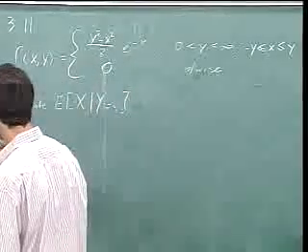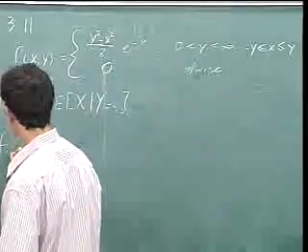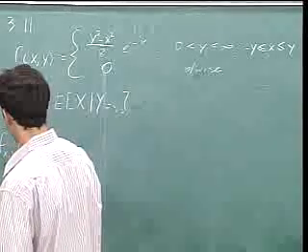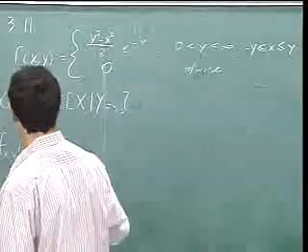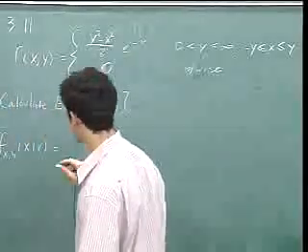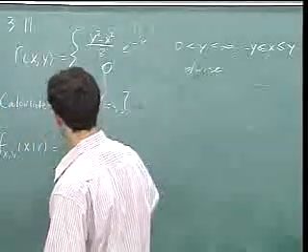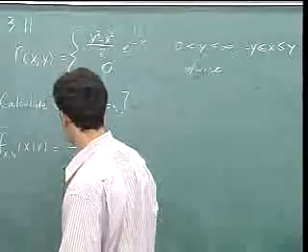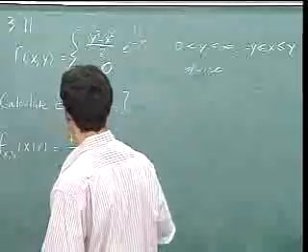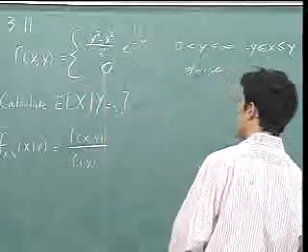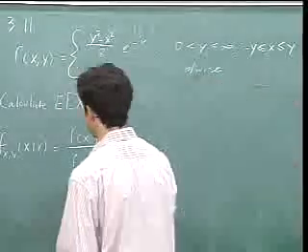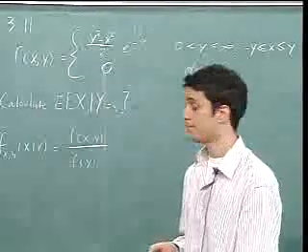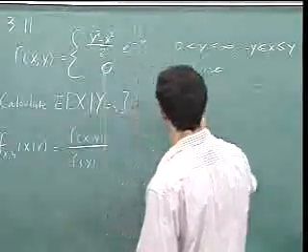So f of x given y will be equal to f of x, y over f of little y. So in order to find the density f of y, we need to integrate out x from the joint density.